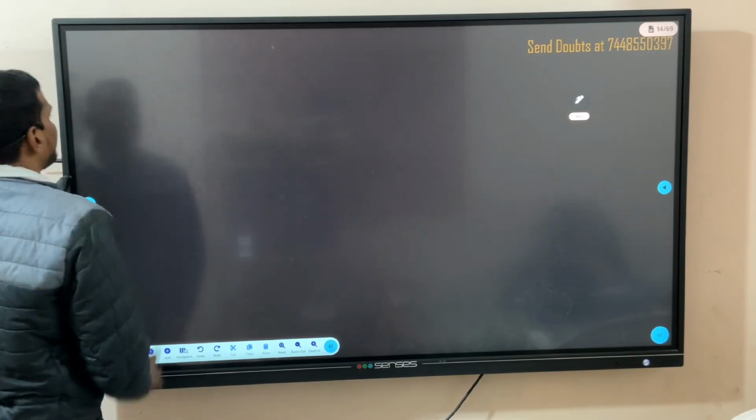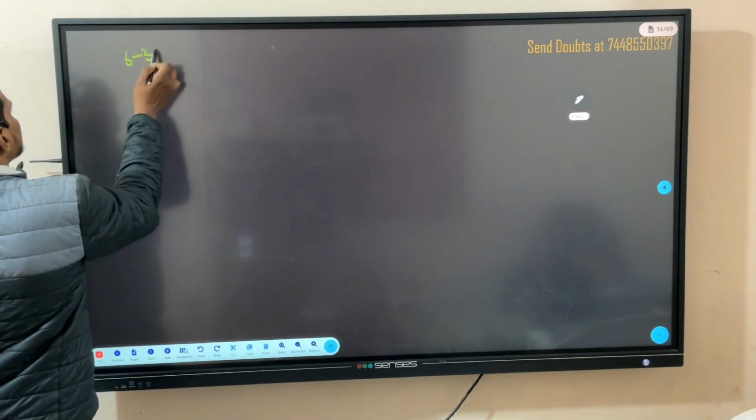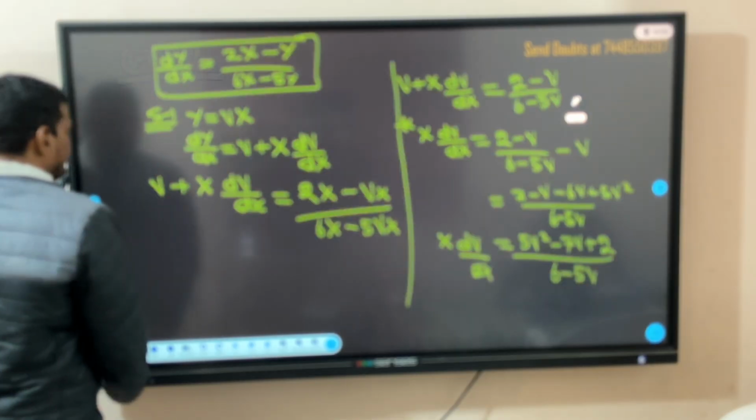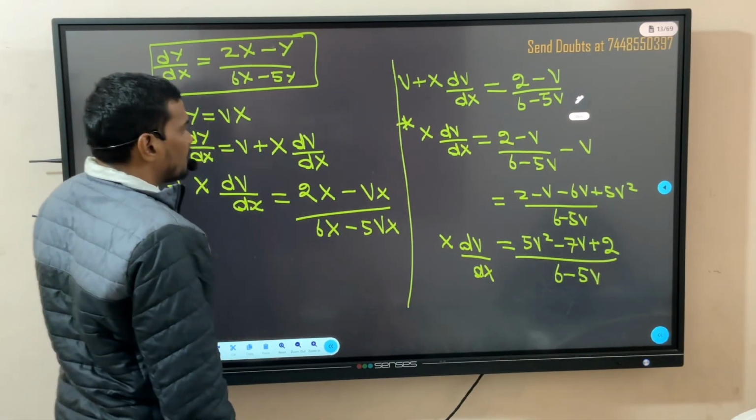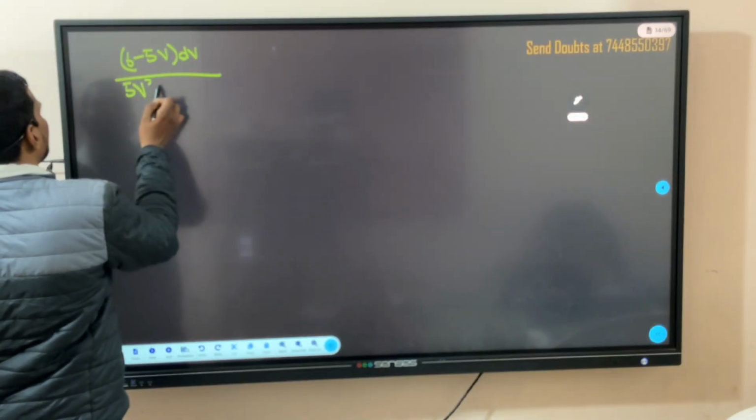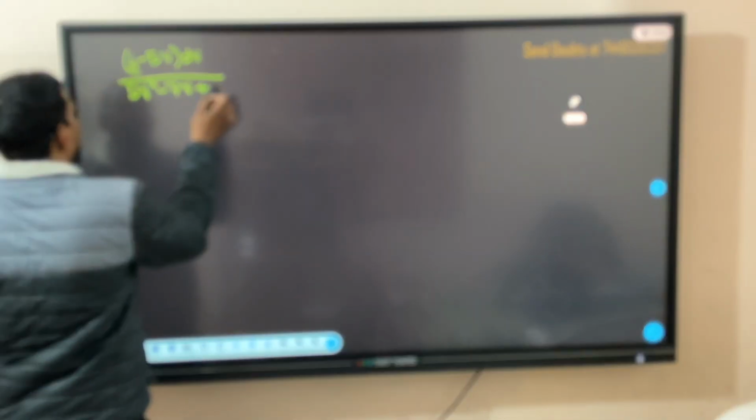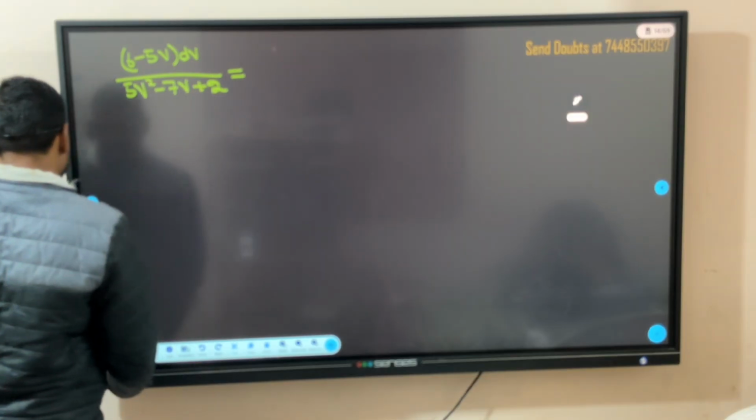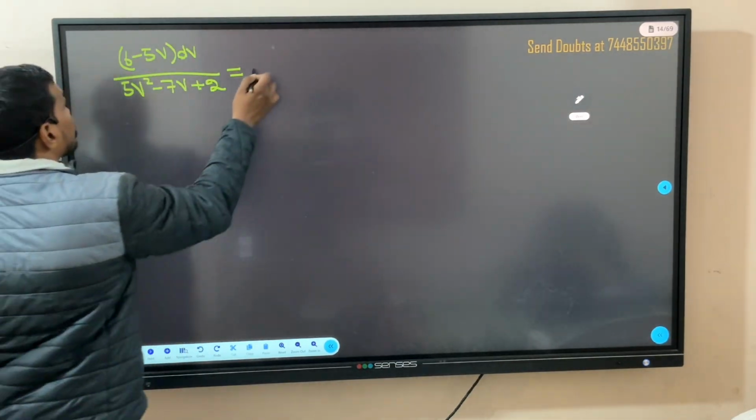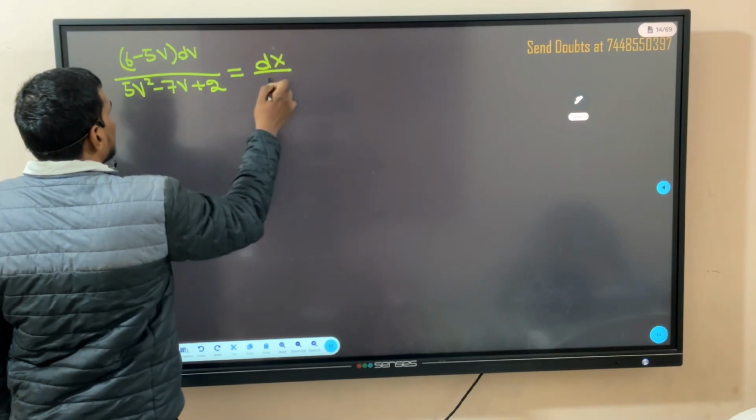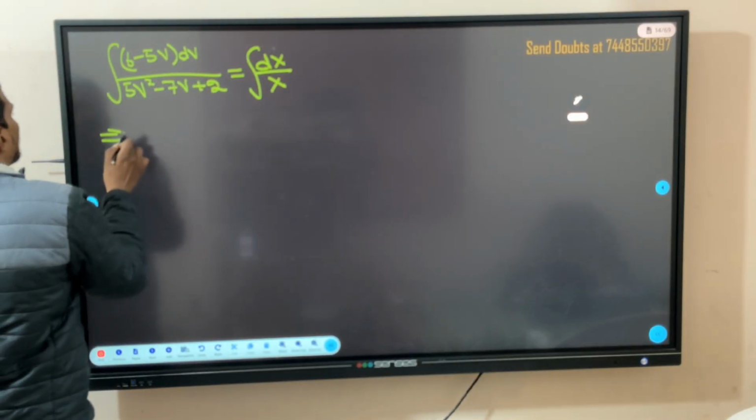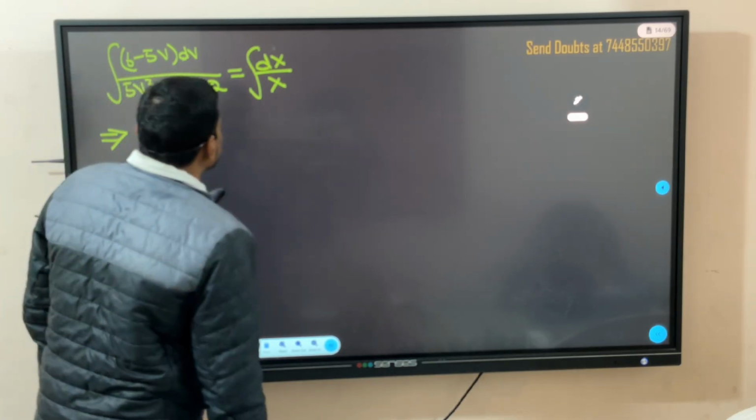6 minus 5v dv whole divided by 5v square minus 7v plus 2. And here we have dx by x. Integrate both hand sides. Alright, how to integrate this? No problem.